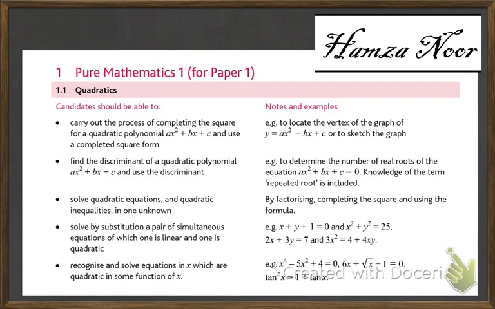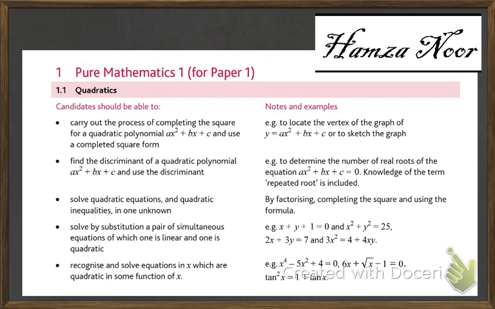In this video lecture I'm going to talk about the first chapter of A-Levels Maths P1, which is Quadratics. The first learning outcome is that candidates should be able to carry out the process of completing the square for a quadratic polynomial ax squared plus bx plus c, and use a completed square form.